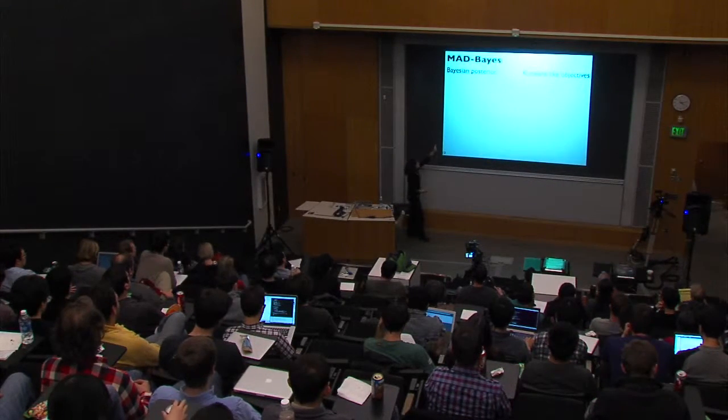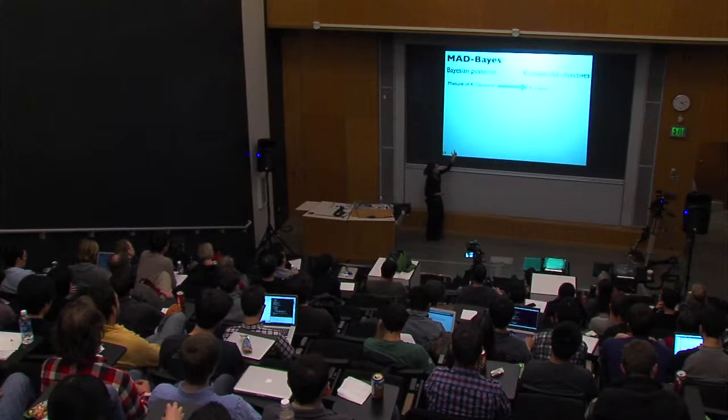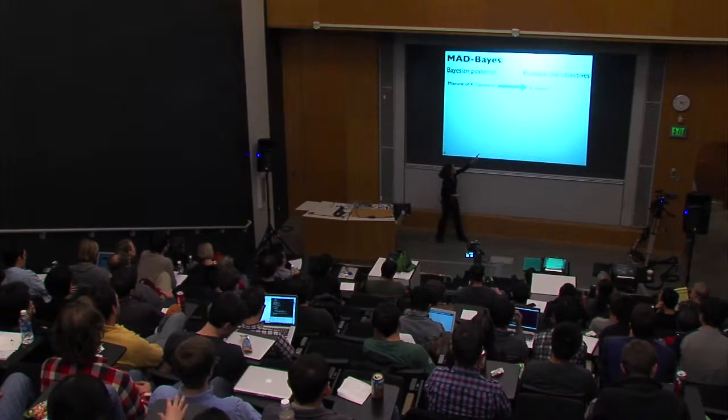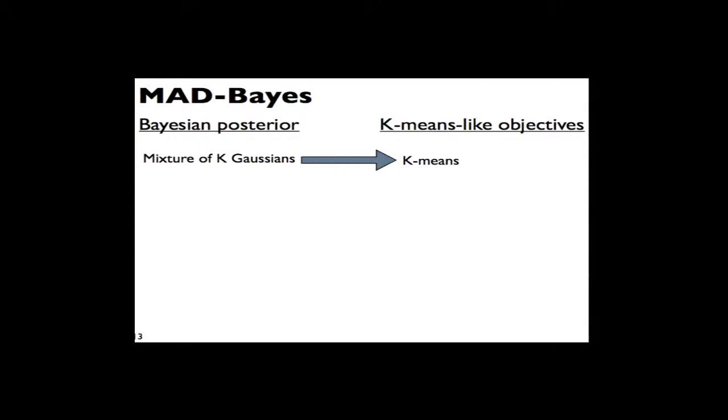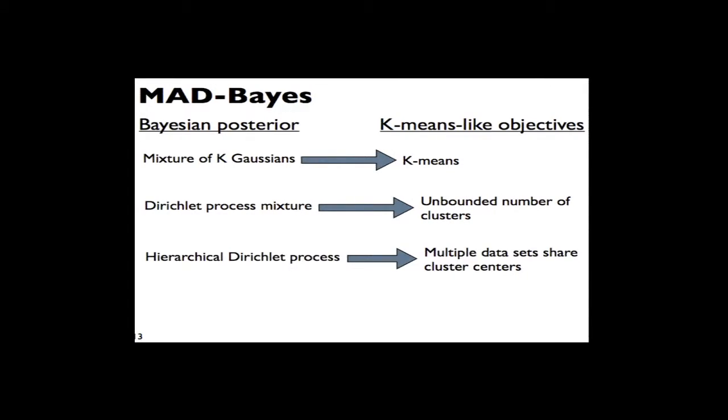On a high level, we can start with a Bayesian model that is a mixture of K Gaussians, and we get out K-means as our K-means-like objective when we use this MAD-Bayes. We can start with a Dirichlet process mixture, which allows us to model this non-parametric, growing number of clusters, and we get out this K-means-like objective for an unbounded number of clusters. We can start with a hierarchical Dirichlet process, which is a Bayesian non-parametric model that allows us to have multiple data sets that share cluster centers, and we get out a K-means-like objective for just that type of latent structure.